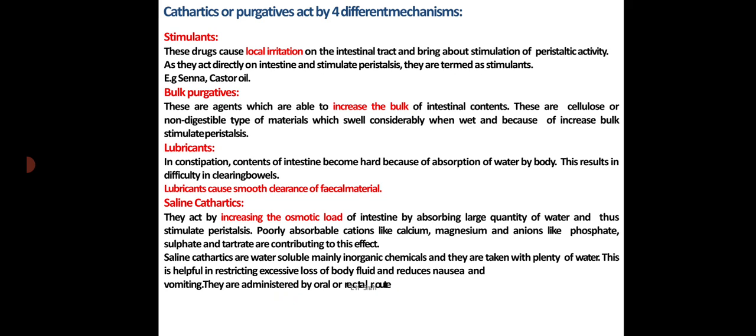Bulk purgatives. These are the agents which are able to increase the bulk of the intestinal contents. These are cellulose or non-digestible type of materials which swell considerably when wet and because of increased bulk stimulate peristalsis. Lubricants. In constipation, the contents of the intestine become hard because of absorption of water by the body. This results in difficulty in clearing bowels. Lubricants cause smooth clearance of the fecal material.